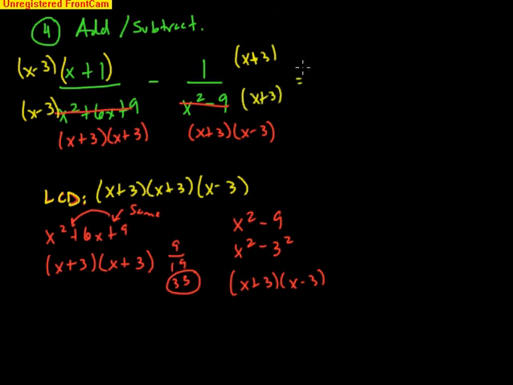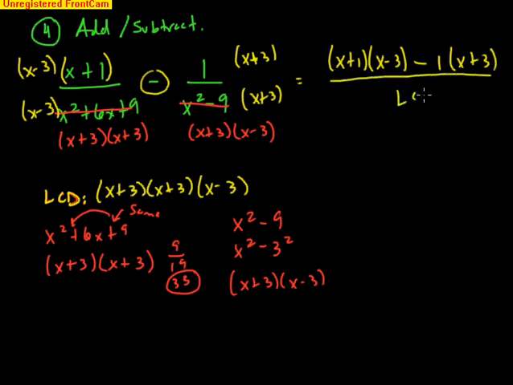Okay, so let's see. I'm just going to write it like this. So we have the first numerator, x plus 1 times x minus 3, minus, so this minus symbol is that minus symbol, 1 times x plus 3. That's going to be all over my LCD. Remember, write LCD. I would not write out what it is, because you might start canceling things incorrectly.